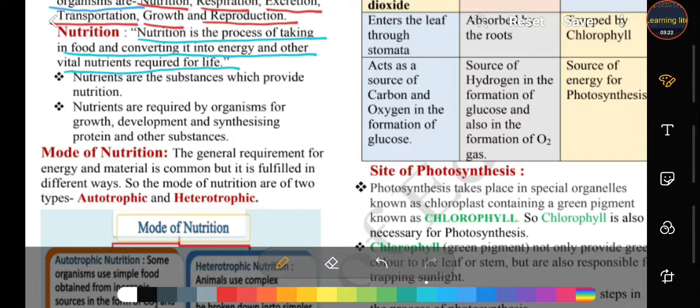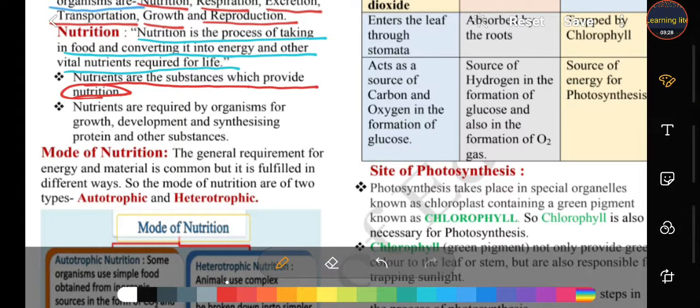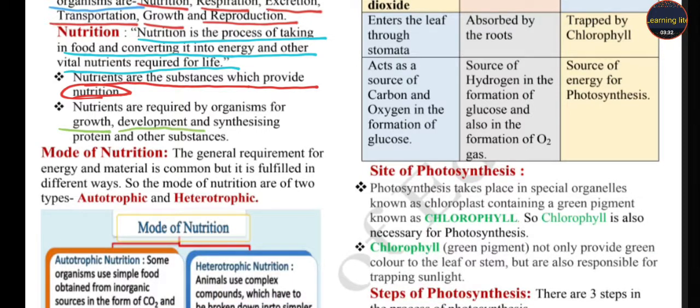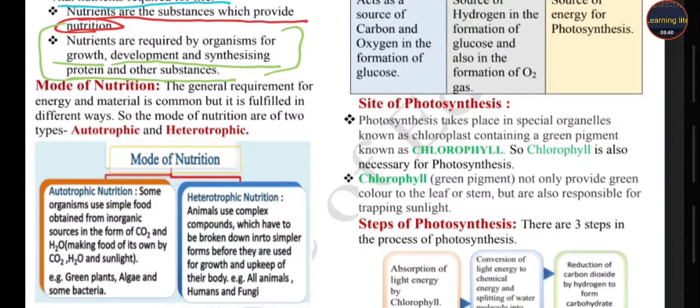And what are nutrients? Those substances which provide us nutrition are called nutrients. And why are these nutrients required? For growth, for development and for synthesizing protein in our body, these nutrients are necessary. What are the modes of nutrition, students?